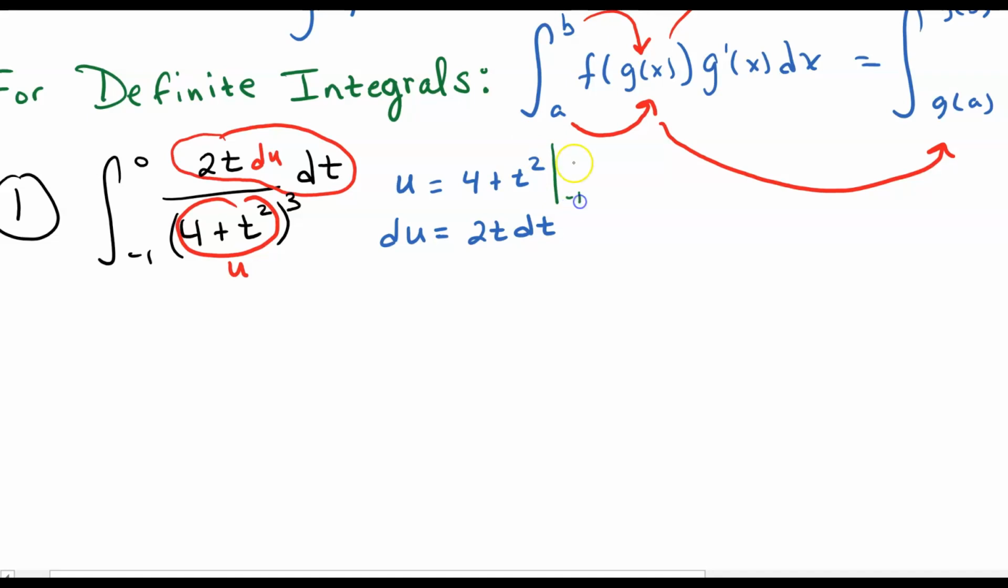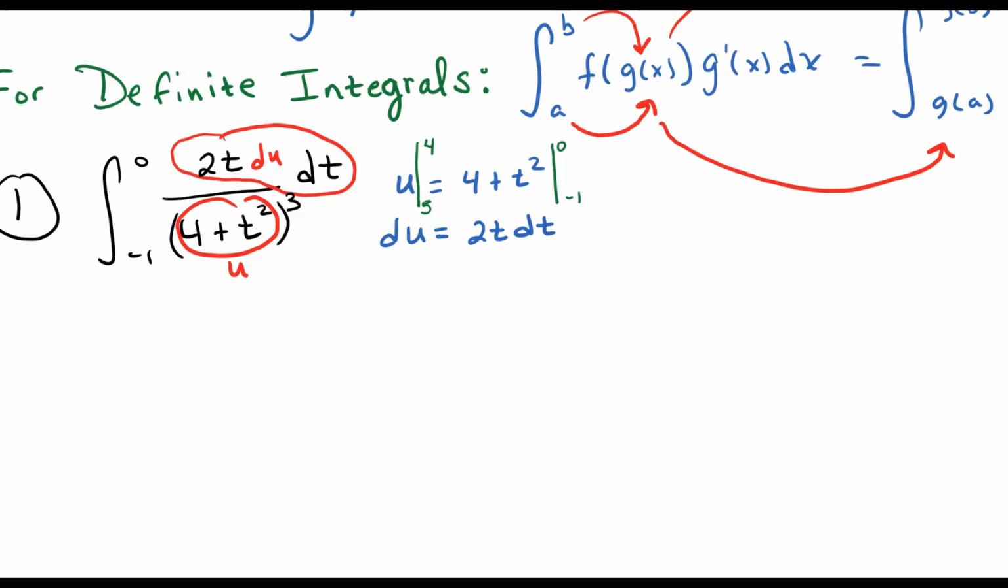If before it was from -1 to 0, you plug -1 and 0 into your u. So 4 plus 0 squared is 4. And then for -1, 4 plus (-1) squared means 4 plus 1, which is 5. While it may seem backwards or in reverse, it's perfectly okay.